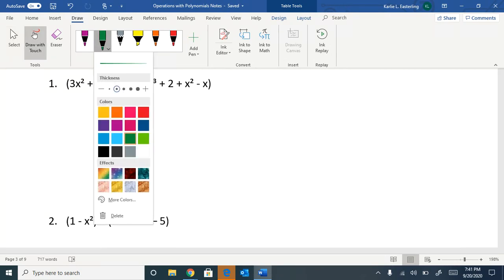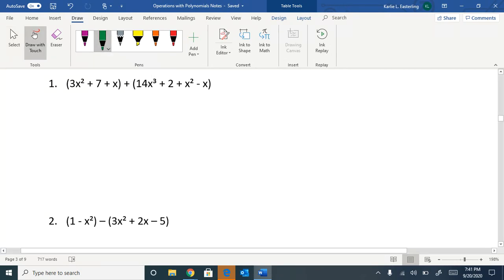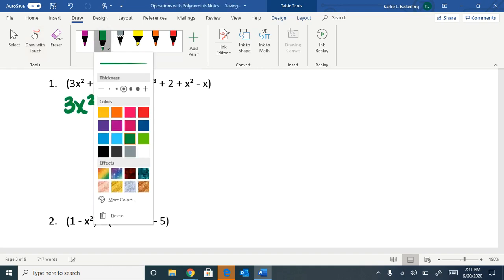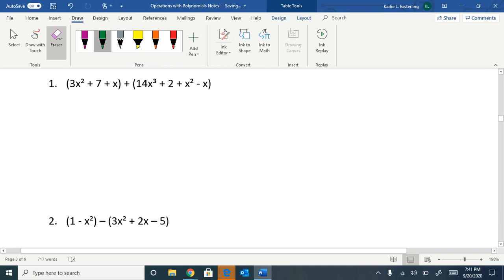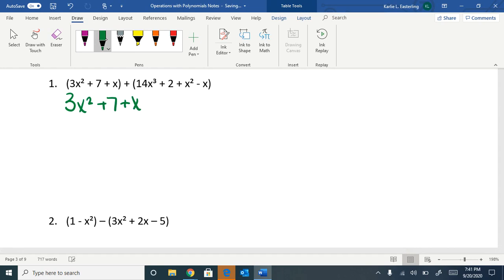Here, let's switch up the colors we're using. We'll go green now. Whenever I'm adding polynomials, what I like to do is copy down my terms exactly as I see them. So we're looking at 3x squared plus 7 plus x. And then because we have this positive out here, we could distribute it in, but we're just looking at positive 14x cubed plus 2 plus x squared minus x.